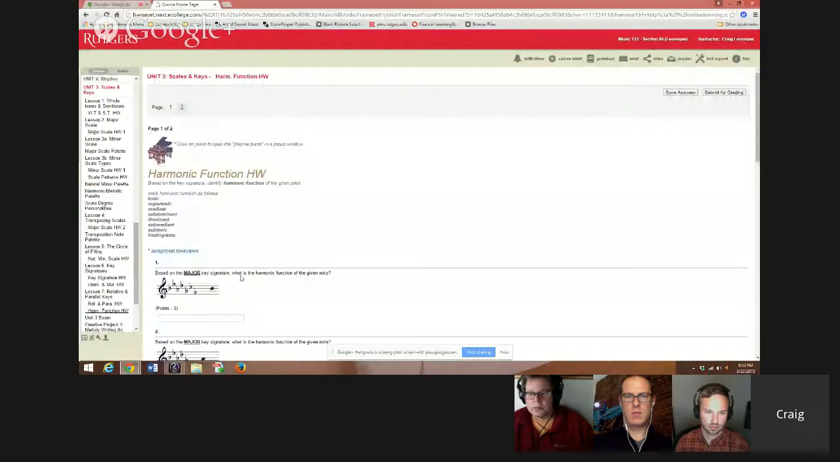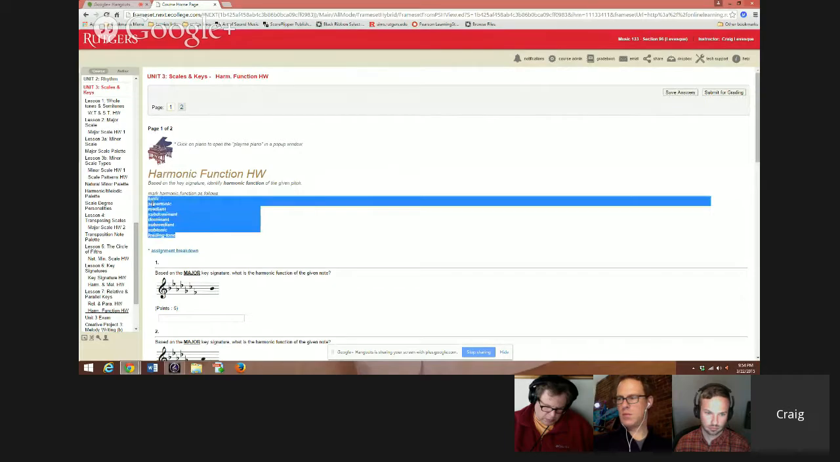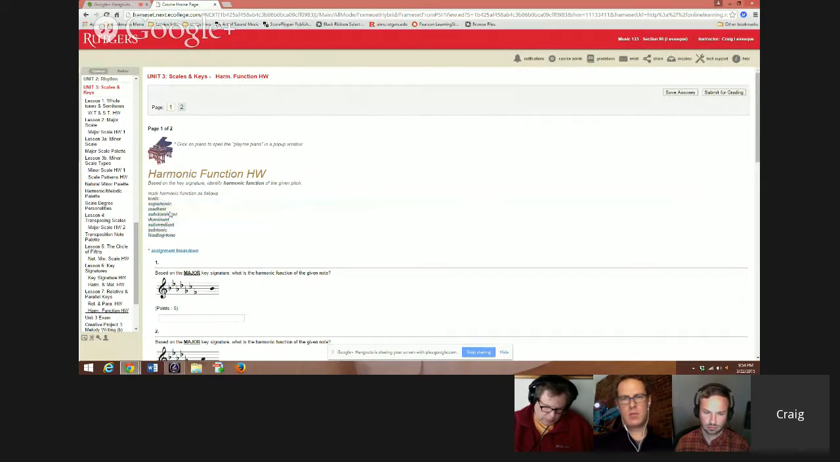Okay, are we in? Okay, so this exercise has 3 parts. The first is that you have to correctly identify the key, and the second is that you have to correctly identify the scale degree that's given. Then you have to go back and correctly identify what the harmonic function is based on the scale degree that you found.